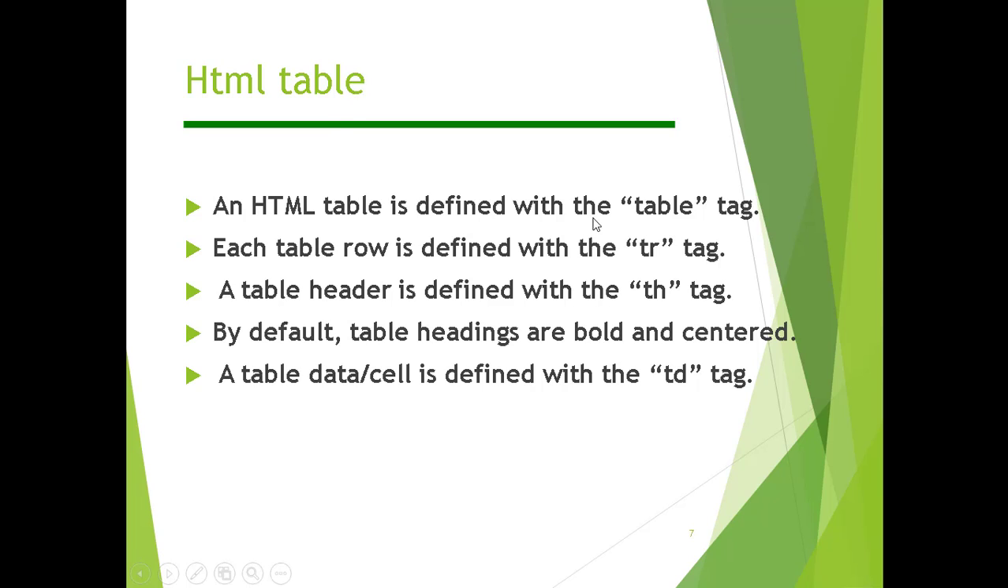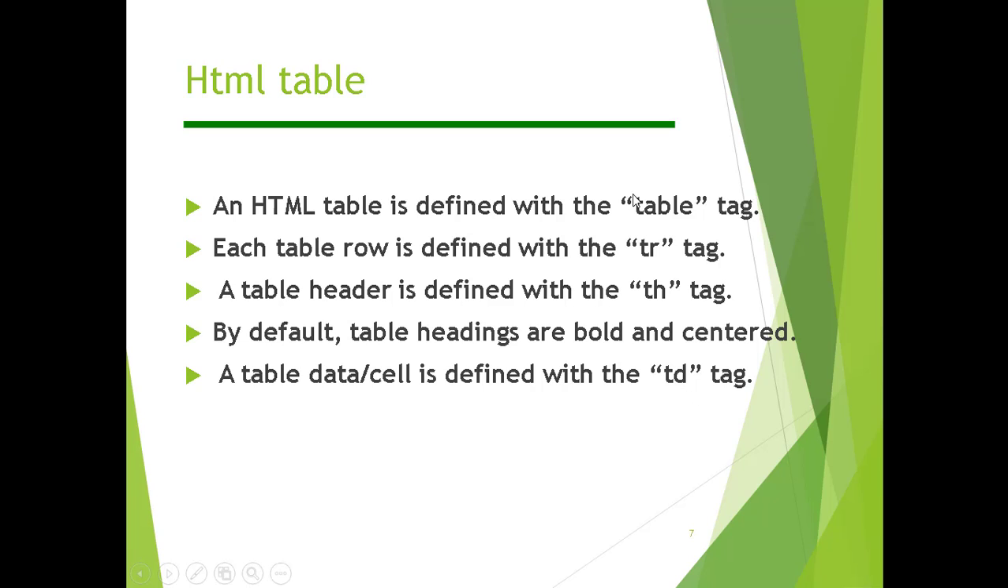HTML table. A table is defined with a table tag. A table tag will have a start tag and an end tag, and inside the table you will have rows. Each table row is defined with the tag tr, that is table row, and it has a start tag and an end tag. The table header is defined by th. It also has a start tag and an end tag. Th is table header, and by default the table headings will be bold and centered. The table cell or the data is defined with the tag td. Td is table data, that is, it will contain the data that is displayed in the table.